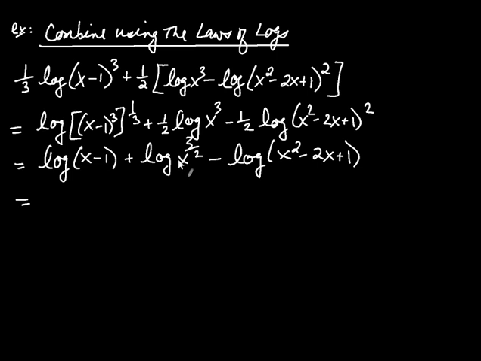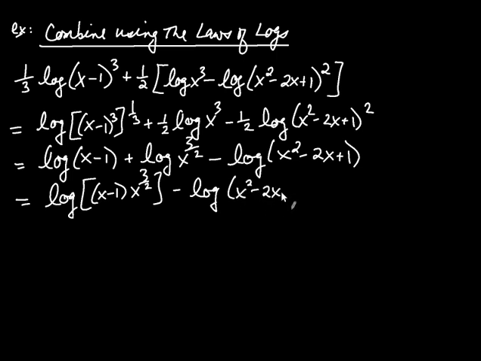Now that we've taken care of the coefficients in front, we can combine the logs using the product and the quotient rule. Going from left to right, the first thing I see is a sum, and that corresponds to a product. So I combine these by multiplying the arguments together. The sum of these two logs gives a single log: the log of x minus 1 times x to the 3/2. And the next one I still have is minus log of x squared minus 2x plus 1.